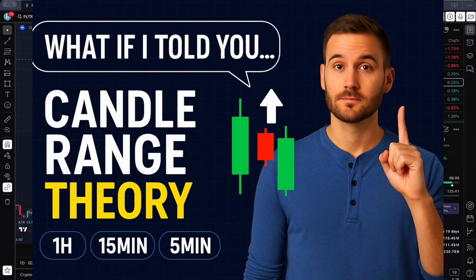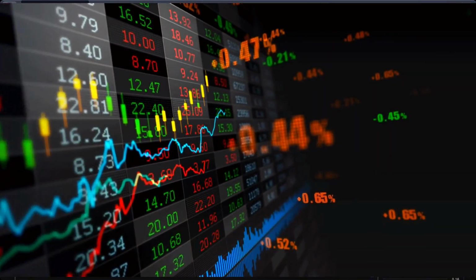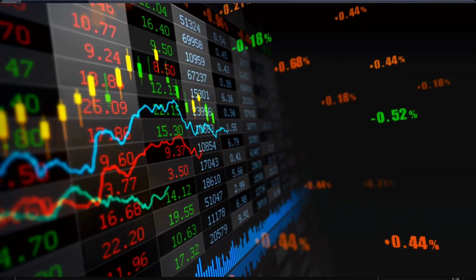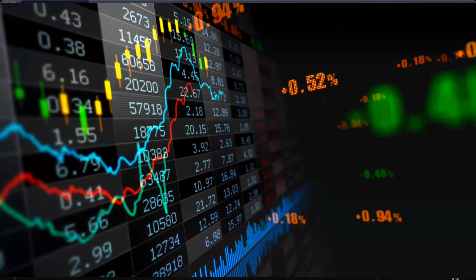And as I say, I really encourage you to backtest CRT. If you don't have TradingView, you can look at another platform that allows you to backtest.